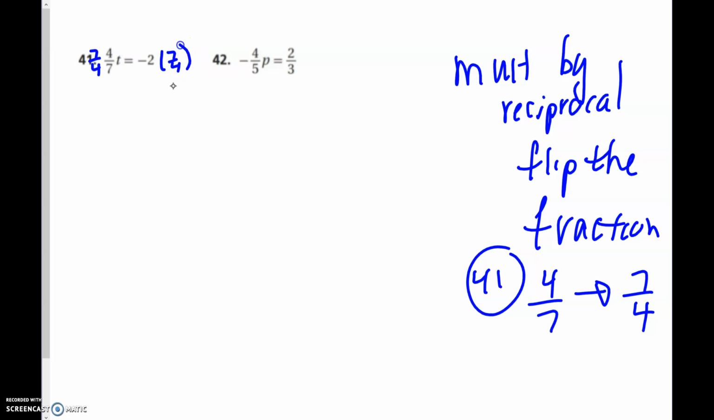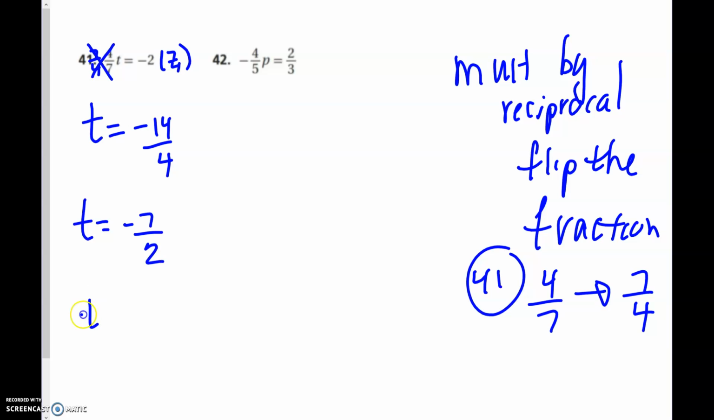And you guys can use your calculators. So these 7's cancel, 4's cancel, and we have t equals. Now you need to take -2 times 7/4. So -2 times 7/4 is going to be -14 over 4. And now we can simplify that because they're both even numbers. So we can have -7 over 2.